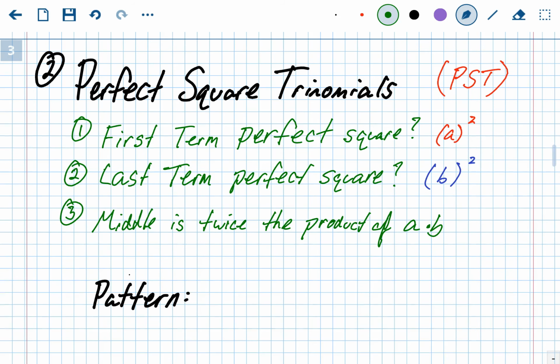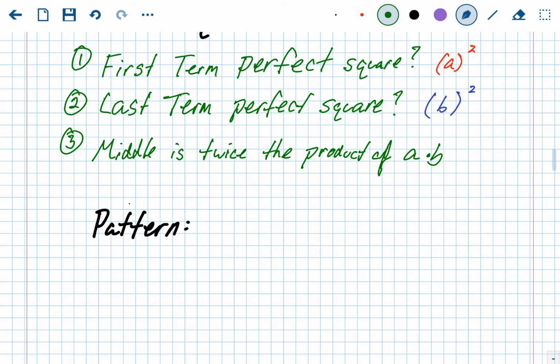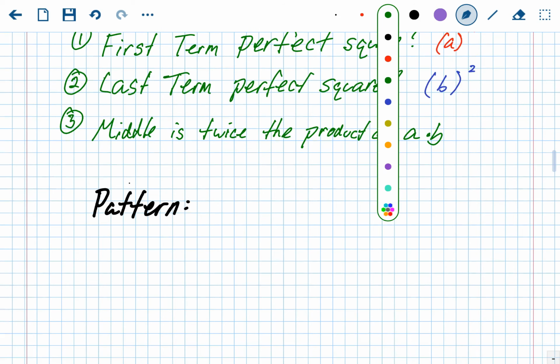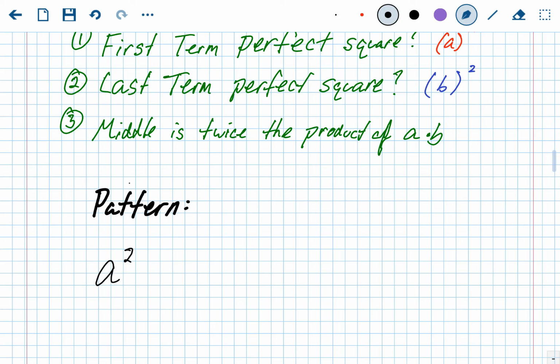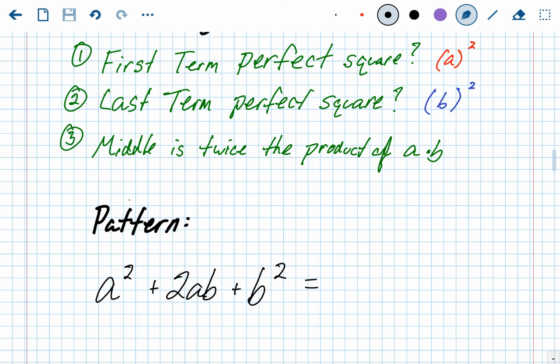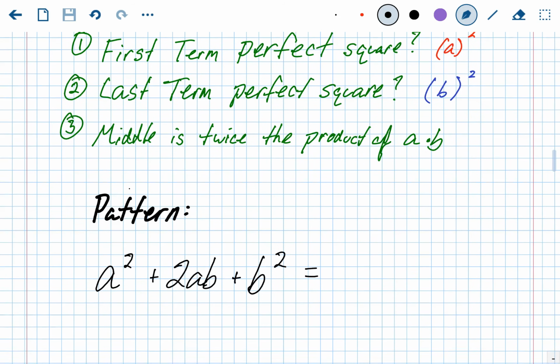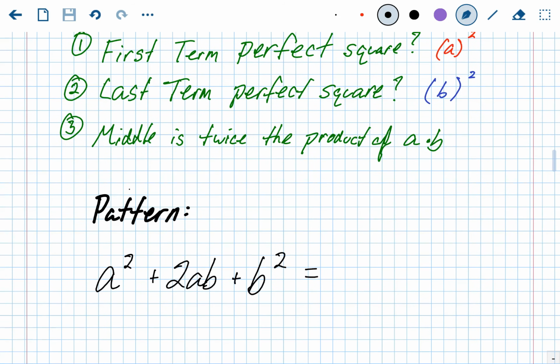Okay. So this one's a lot easier to see in the examples, but first we'll write down the pattern. The pattern being, if you have a squared plus 2ab plus b squared. Okay, so this is the pattern involving the a's and the b's. So a squared plus 2ab plus b squared. This will be the trinomial form that you're going to be given to factor. So run through the questions. Is the first term a perfect square?